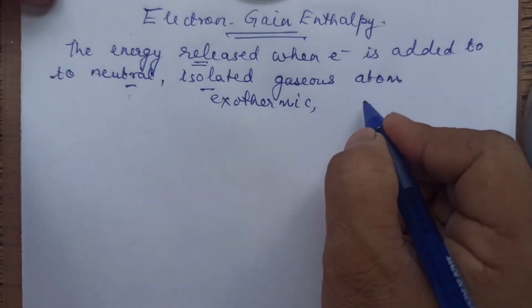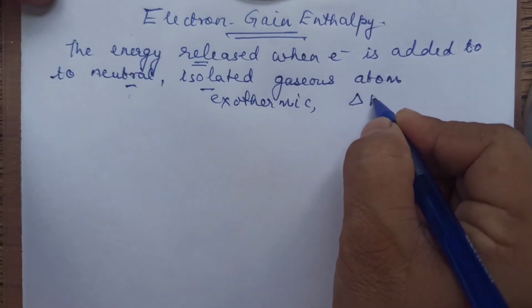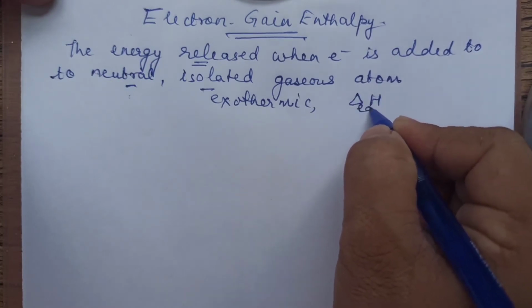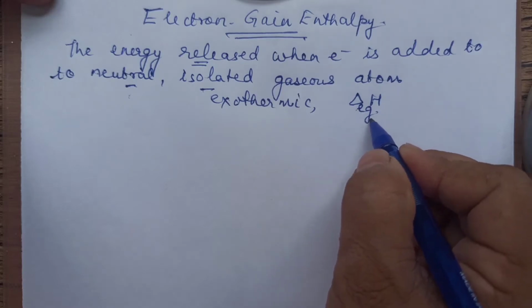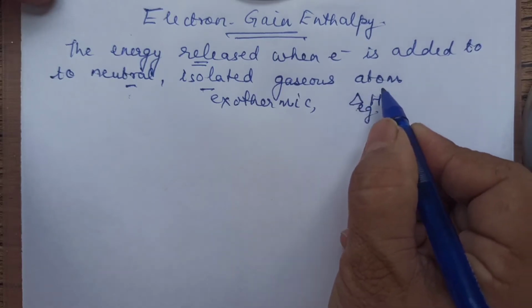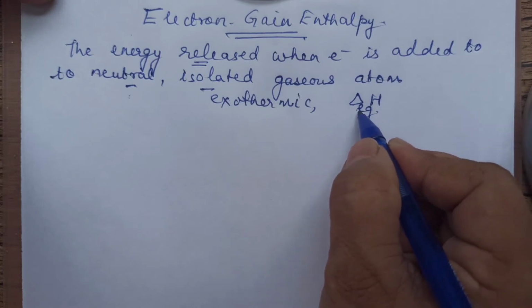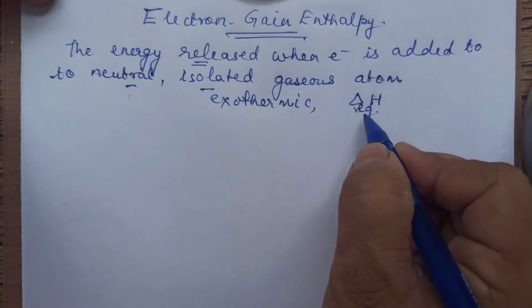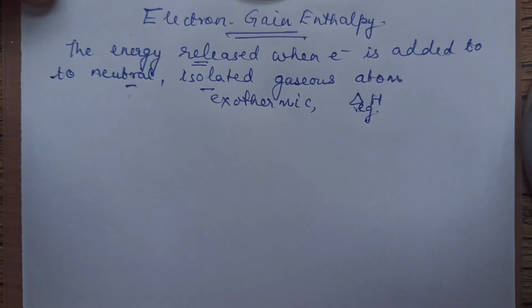And how do we represent this? We represent it like this. This is the enthalpy, the electron gain enthalpy. Delta means the energy change, H stands for enthalpy, and Eg is electron gain. So this is the symbol for electron gain enthalpy.